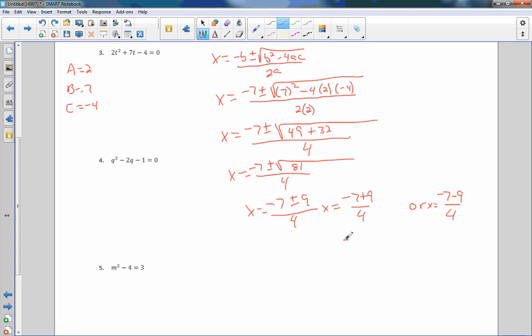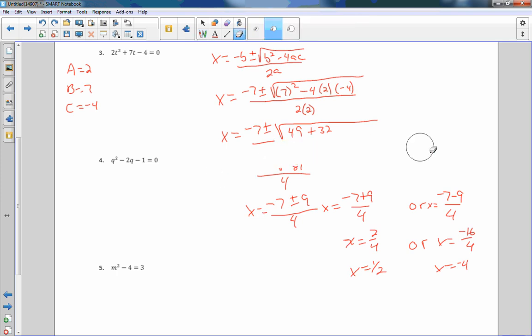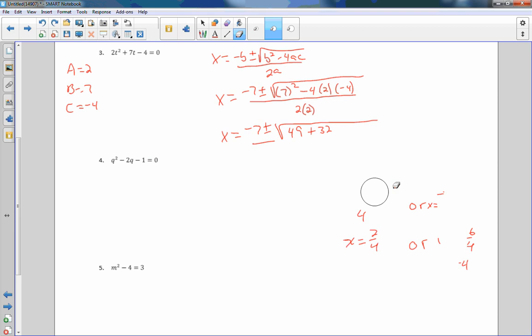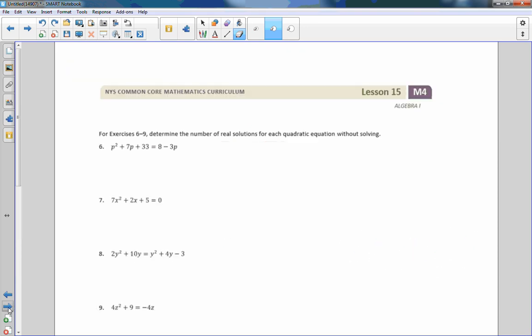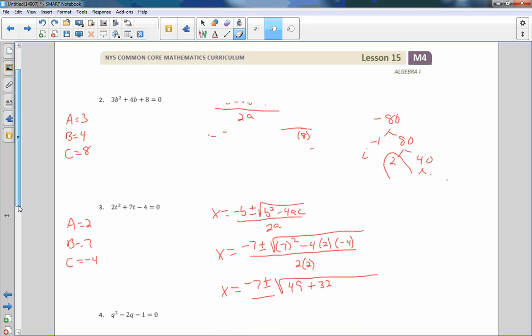And that is going to come out to be 2 over 4, x equals a half, or x equals negative 16 over 4, or negative 4. And you should always check these and make sure when you plug them in you get 0 in your original problem. Okay. Practice makes perfect. I think I've done enough here to get you on the go with this. And this is just repetitive examples. But let me just do this one last one.